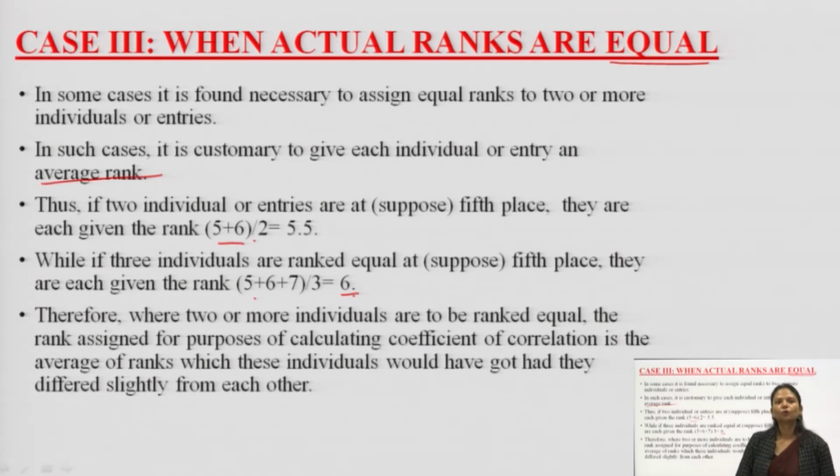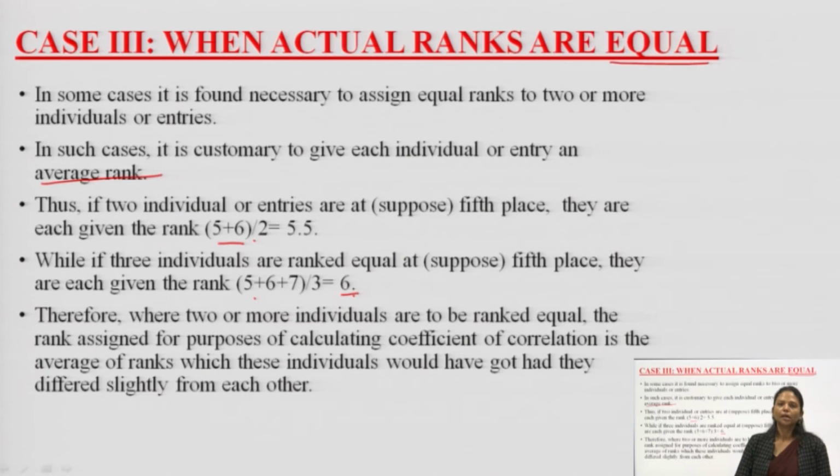Therefore, where 2 or more individuals are to be ranked equal, the rank assigned for the purpose of calculating the coefficient of correlation is the average of the ranks which these individuals would have got had they been slightly different from each other.